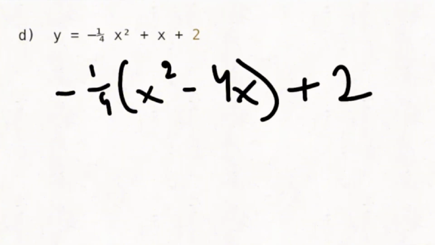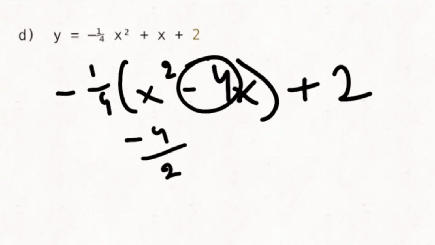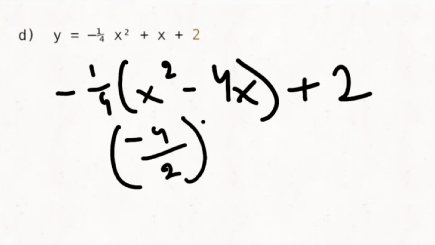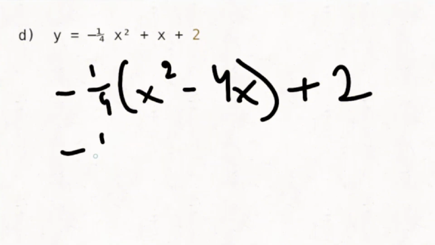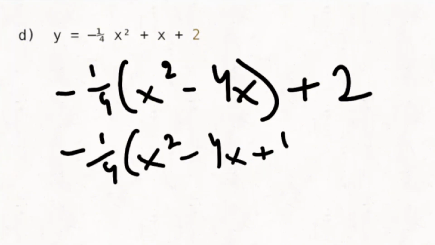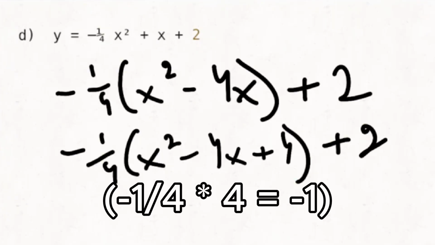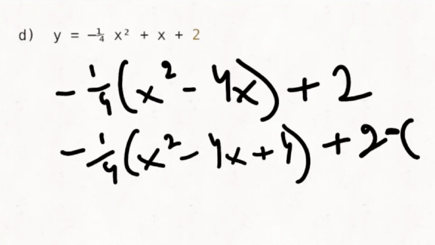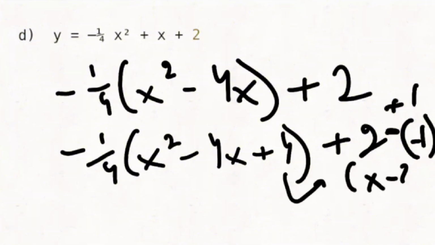We have this equation right here, and like before, we're going to complete the square. We're going to do that by taking -4 over 2, getting this coefficient right here, and then squaring that. We have -1/4 times x squared minus 4x plus 4. And then we have a plus 2 over here, right? So we added -1, so here we need to subtract -1, which is the same thing as adding 1. And if we complete the square over here, this is just going to be x minus 2 squared.